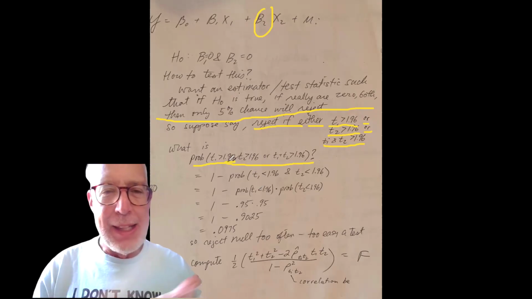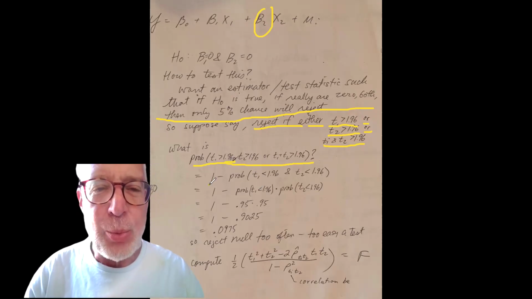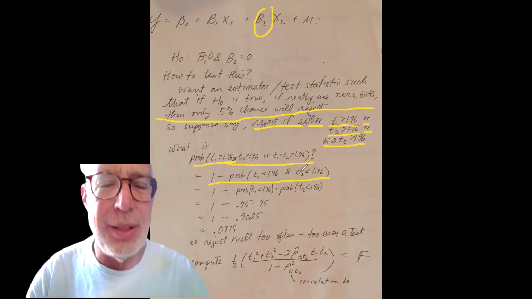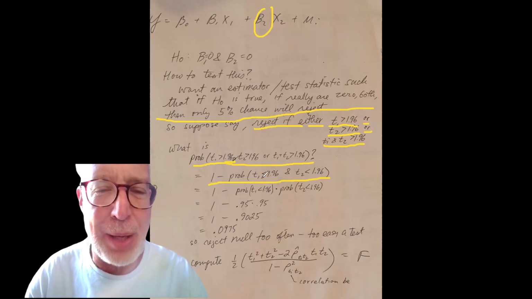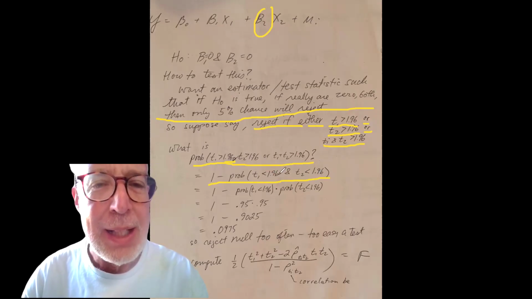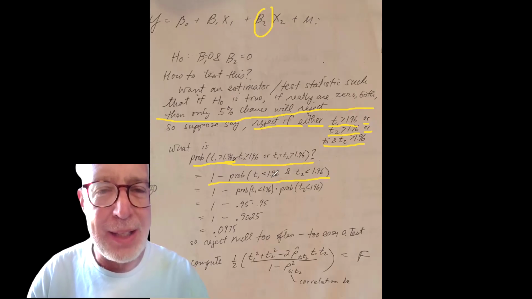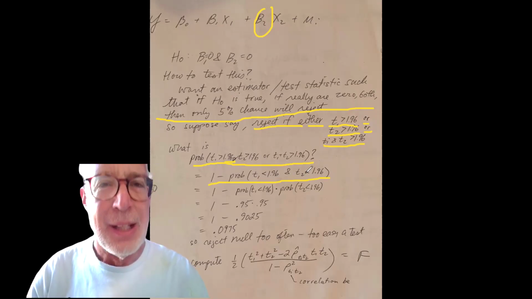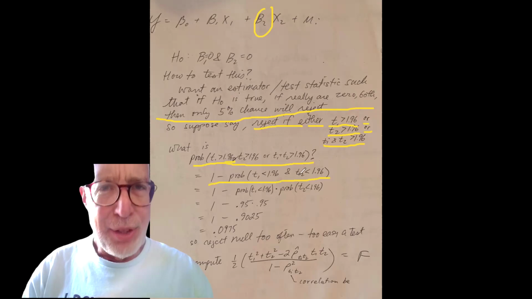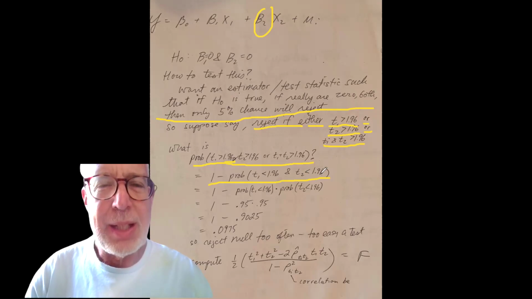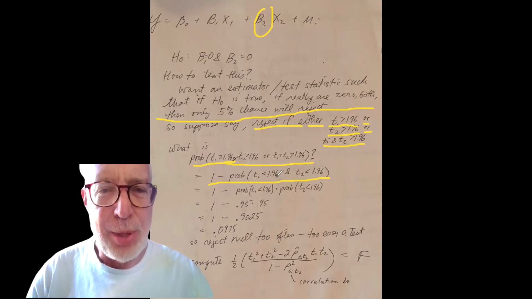So this is the same thing as 1 minus the probability that neither T1 nor T2 is greater than 1.96. That's the probability that T1, the t-stat for coefficient 1 in the single hypothesis test, is less than 1.96, and the t-stat for beta 2, the single hypothesis test that beta 2 is equal to 0, is less than 1.96.